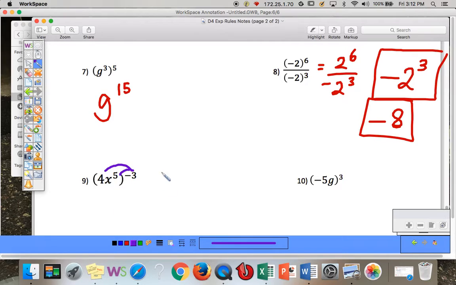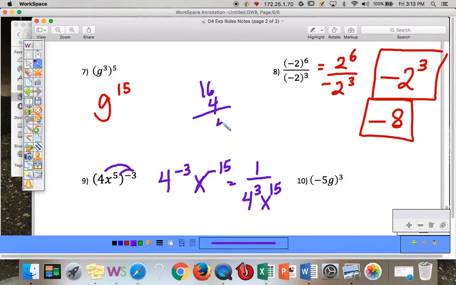Distribute the negative exponent: 4 to the negative 3, x to the negative 15. All right, if the exponents are negative, to make them positive, you flip it. So this is 1 over 4 to the 3rd power, x to the 15th. You can simplify it further. 4 to the 3rd power is 4 times 4, which is 16, times another 4. So let's do that here. So your final answer could be 1 over 64 x to the 15th.